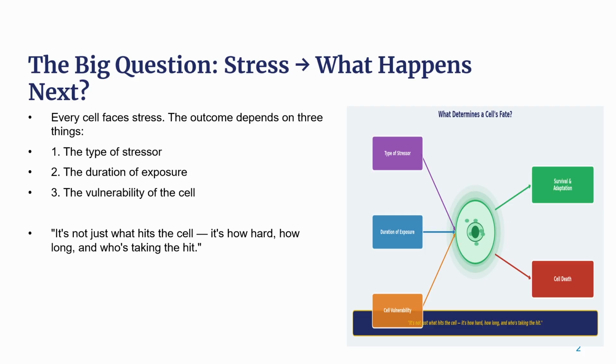Here's the key concept I want you to hold on to for this entire talk. A cell's fate is not random. It's actually pretty logical. Three variables drive the outcome: what kind of stress hit it, how long that stress lasted, and how tough that particular cell type is. A liver hepatocyte and a cardiac myocyte can face the exact same stressor and have very different outcomes. That's not magic, that's biology.